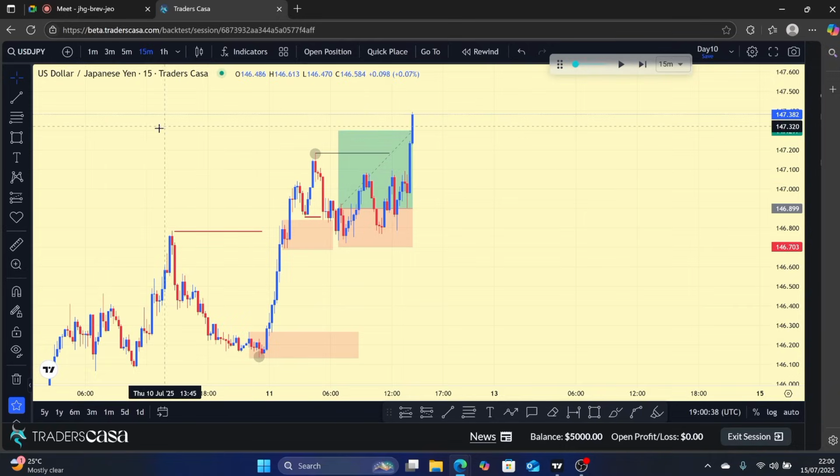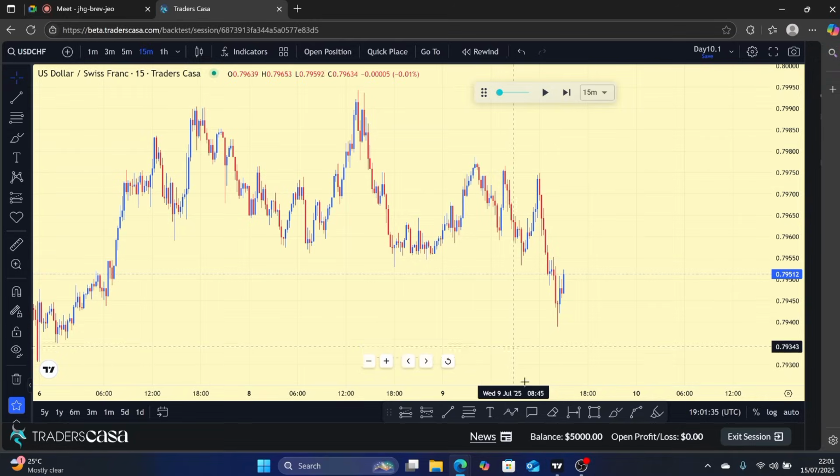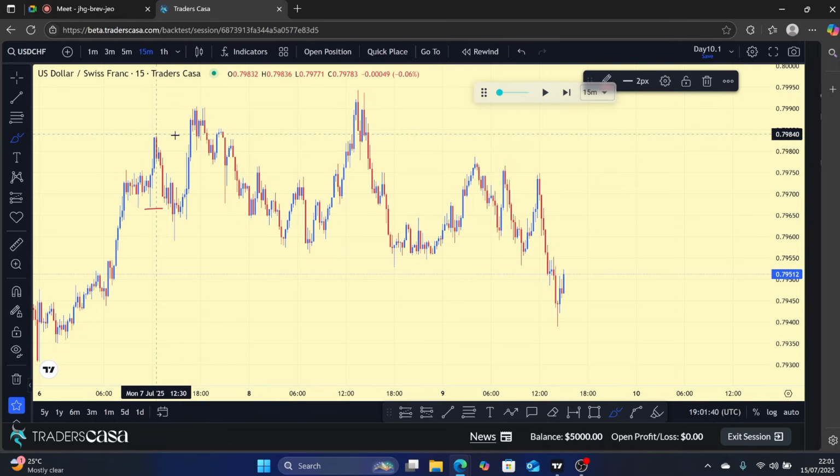So let's have a second example here on this other pair, that is USDCHF. Exactly right here from this structure, very fast, you can see the inducement is taken out, break of structure, right? The major inducement sweep, break of structure.